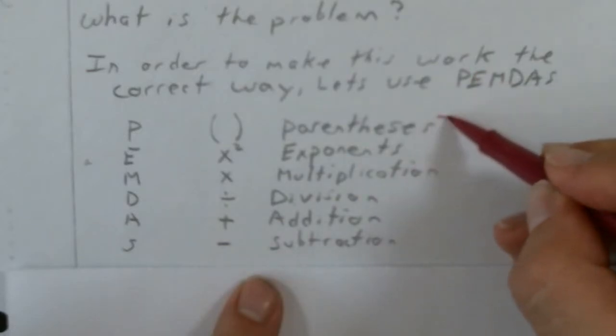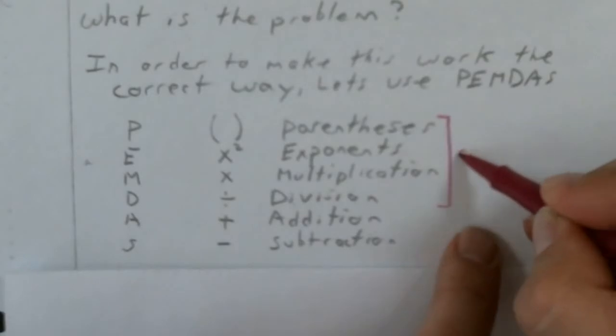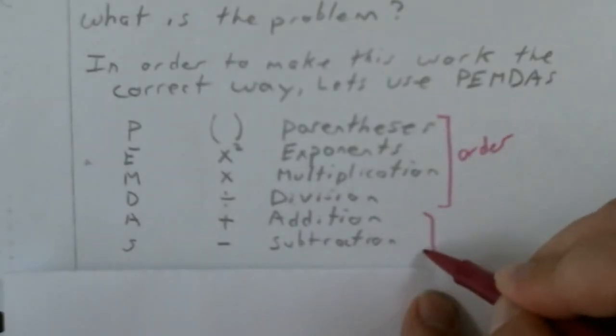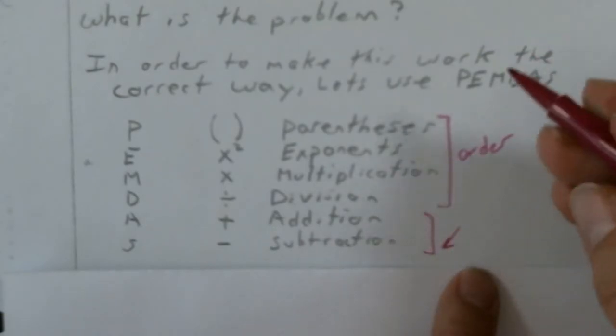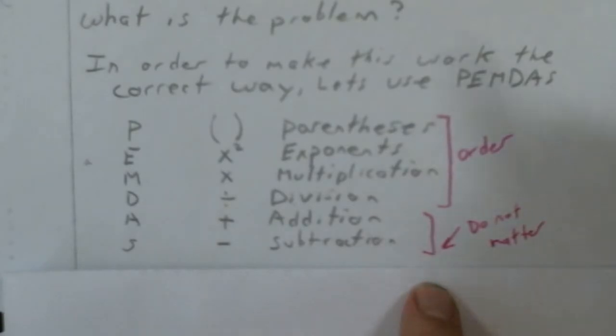Now, on these four here, you have to go in order. But for these two down here, addition and subtraction, it really doesn't matter. And what I mean by that is you don't need to go a specific way. If you have addition or subtraction, you don't need to go in a particular order.